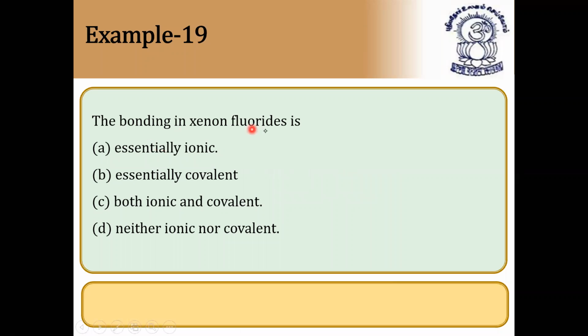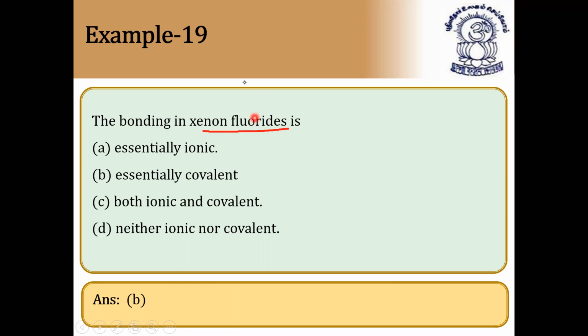The bonding in xenon fluorides, that is XeF2, XeF4 and XeF6. They're asking what is the bonding: essentially ionic, essentially covalent, both ionic and covalent, or neither ionic nor covalent. It's simple: it is a covalent bond because they are a non-metal combination. So essentially they are covalent. They are not ionic bonds because xenon is not losing an electron and fluorine is not gaining an electron.